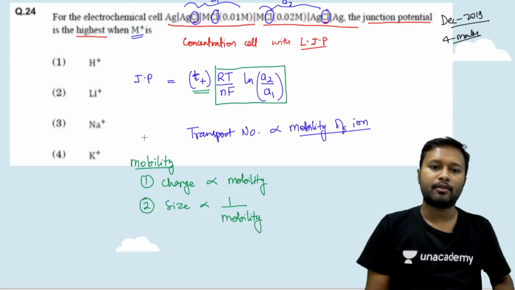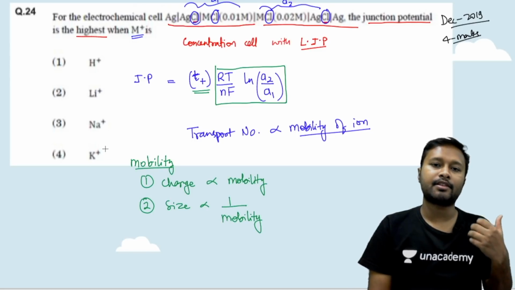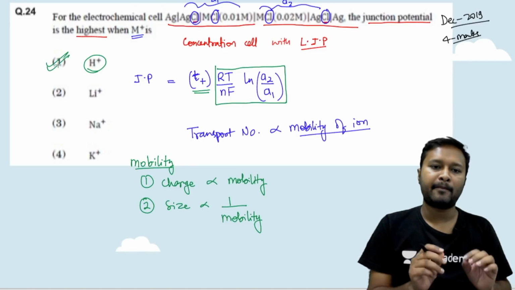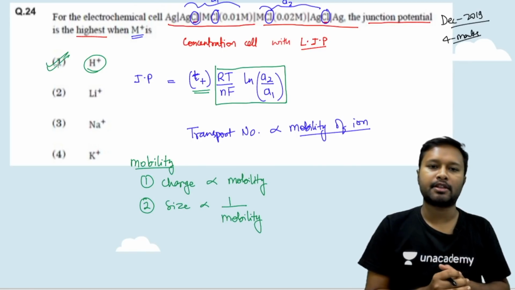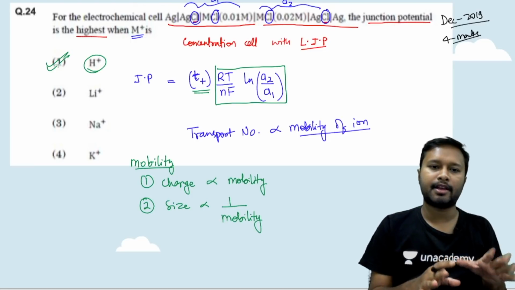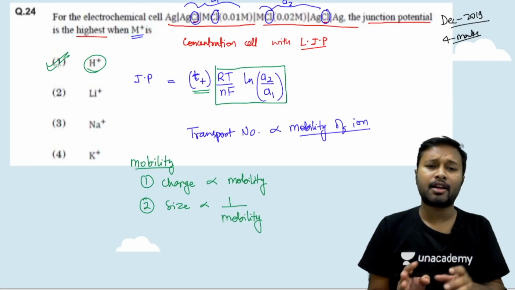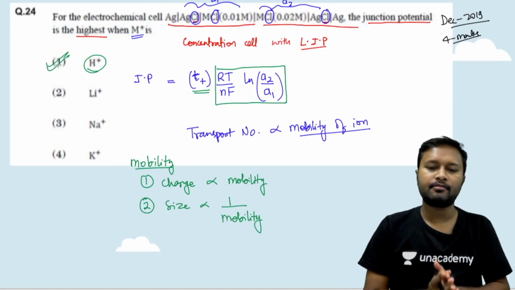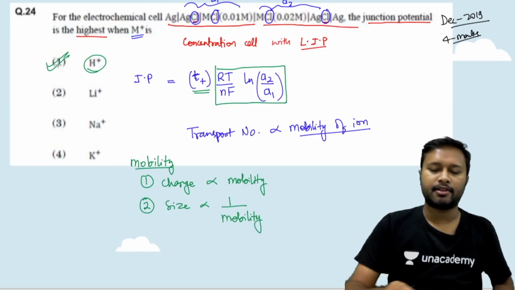Alright, if you look at these options, the one which has the smallest size is the H plus ion, and that's why the correct option for this particular question is going to be the H plus ion. It was as simple as that. This is how you have to approach a 4-marker question. Just by applying this much logic, you can easily do that. Alright, let's take the next question.